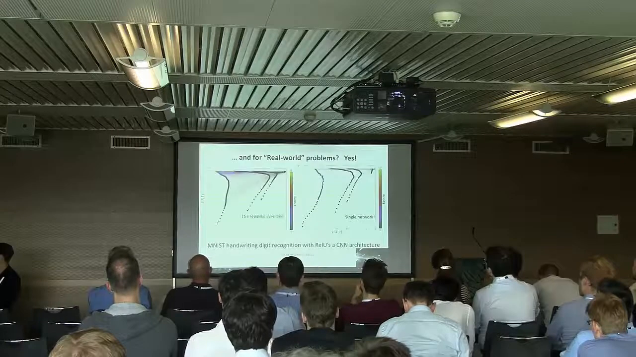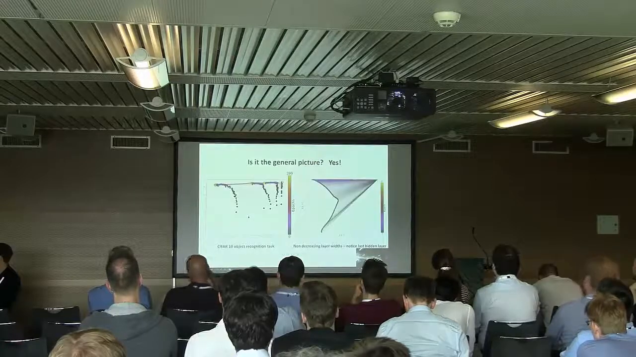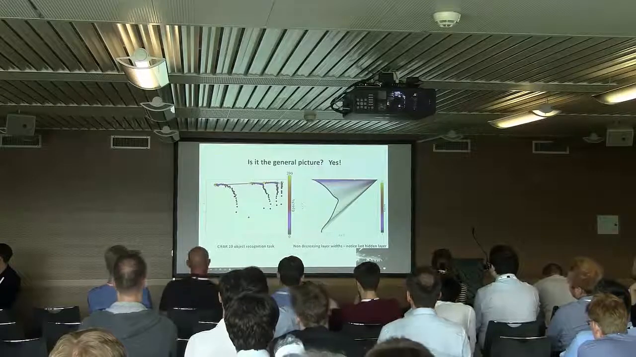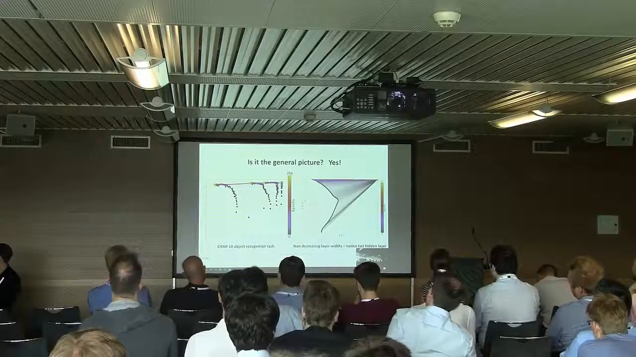This is, by the way, what happens here on the left when you have an architecture which doesn't compress. So all the layers have the same width except the last one.